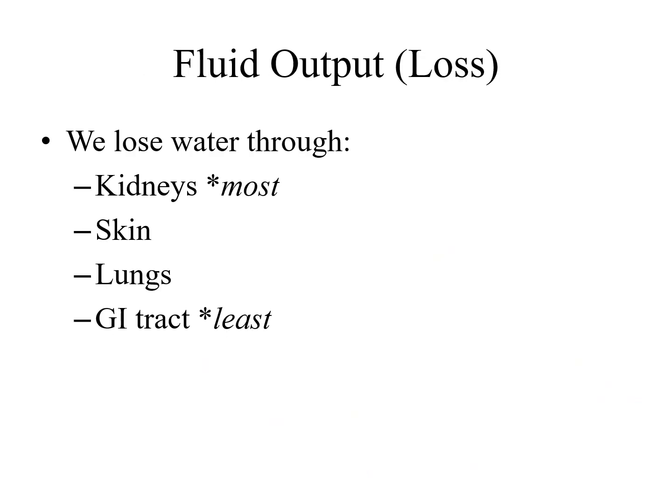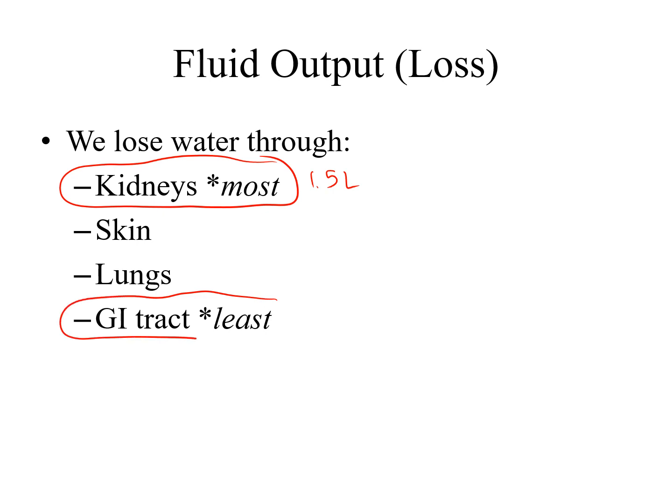Let's talk about fluid output. You will want to note that the kidneys are the route through which we lose the most water per day. That's around 1.5 liters of fluid that are lost through the kidneys and through urine. You'll also want to note that we lose the least amount of fluids through our GI tract per day. That's only around 100 milliliters of fluid. That's not a whole lot. So interesting to note here that urine is the route through which we lose the most fluids, and feces are the route through which we lose the least.